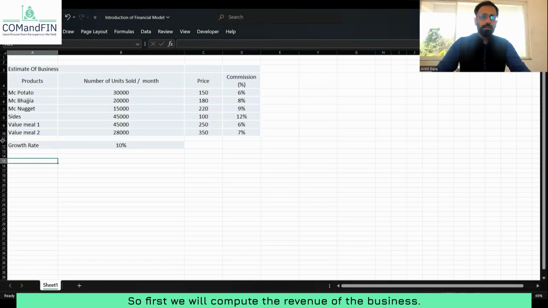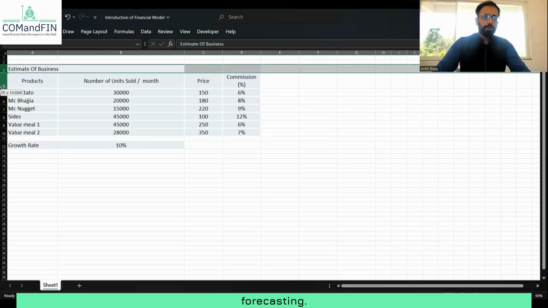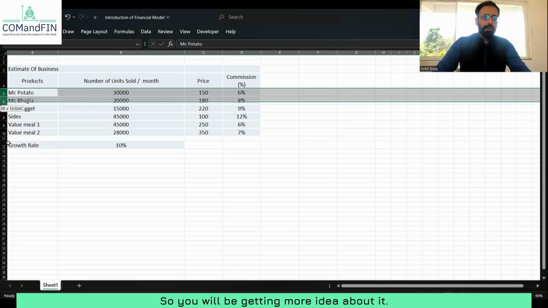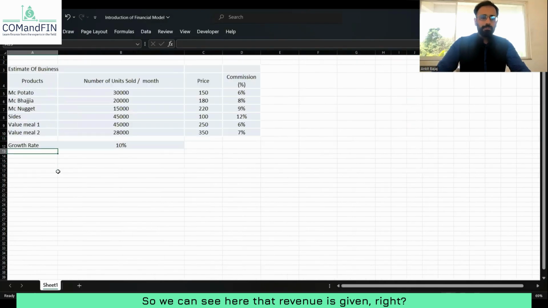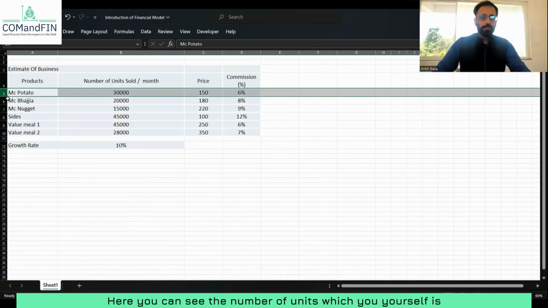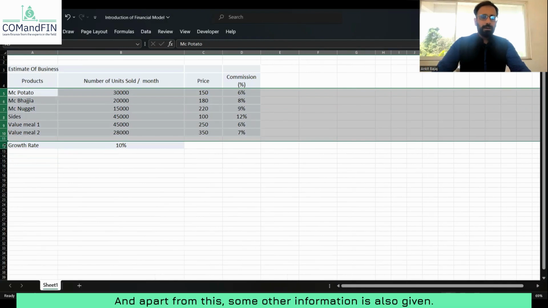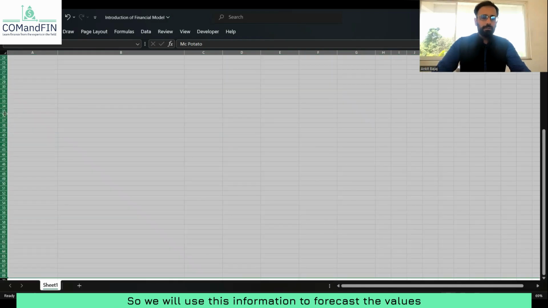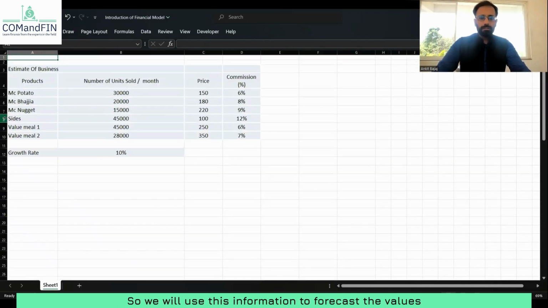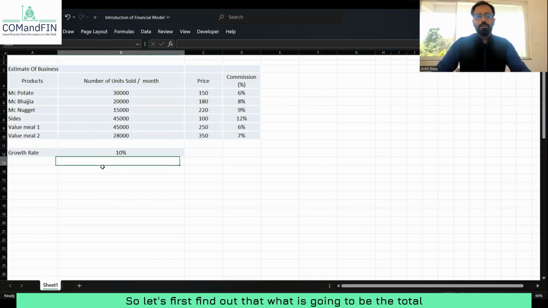So first we will compute the revenue of the business, and after that we will do the further forecasting, so you will get more idea about it. So let's do the forecasting here. We can see that revenue is given, right? Here you can see the number of units which you will sell. And apart from this, some other information is also given. So we will use this information to forecast the values here.